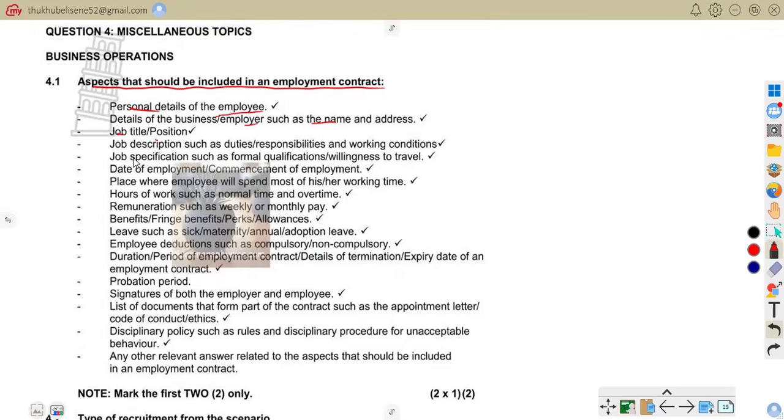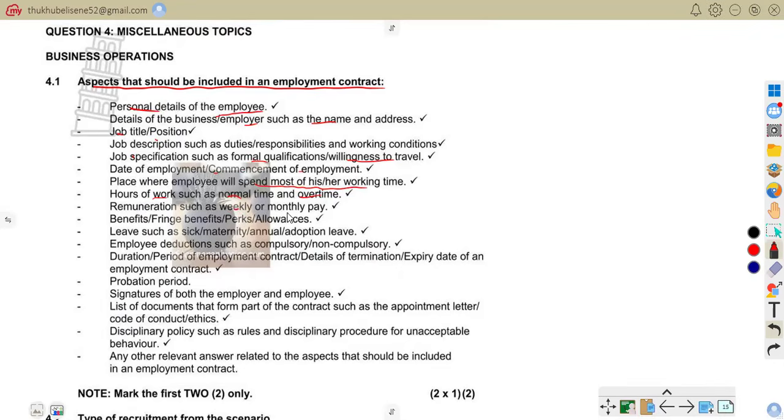Job specifications such as formal qualifications, willingness to travel. Date of employment or commencement of the employment. When are you going to start the work? Place where employee will spend most of his or her working time. Where are you going to work? Which department are you going to be under? Hours of work such as normal time and overtime should as well be clearly stated.